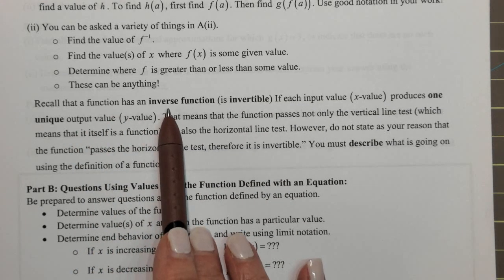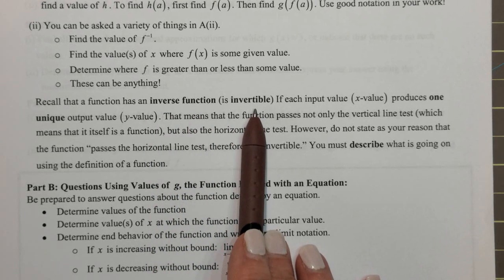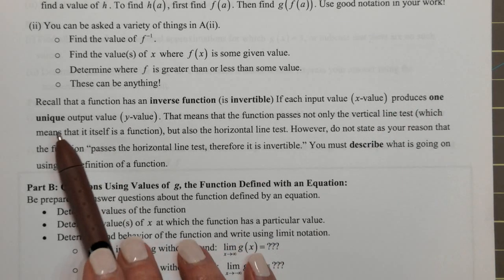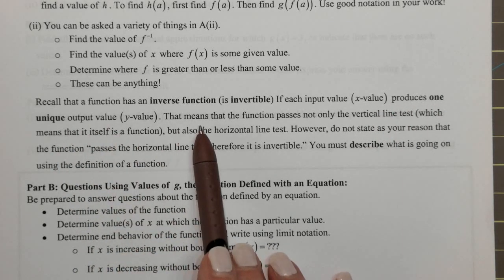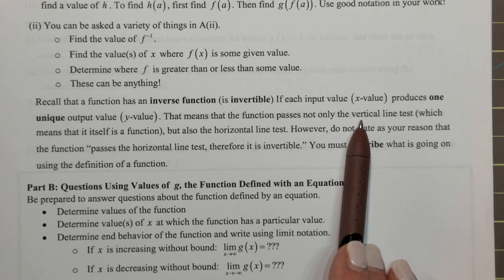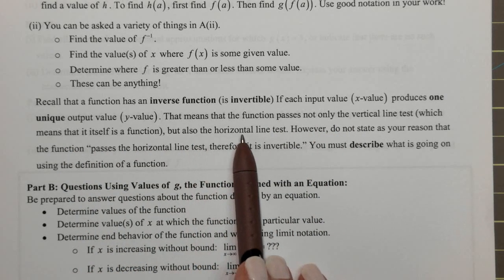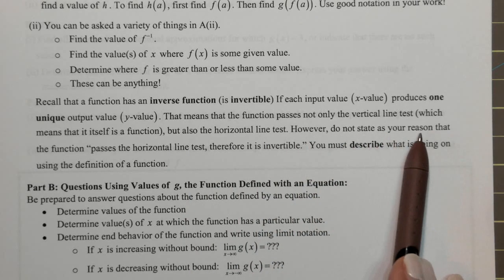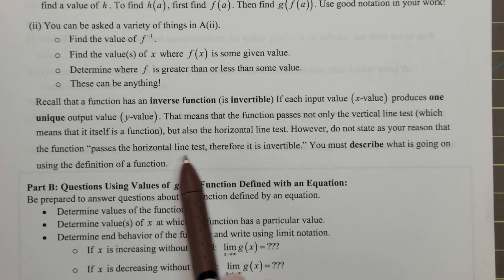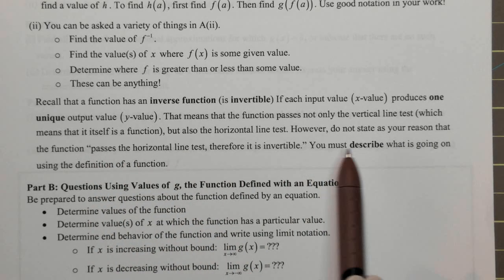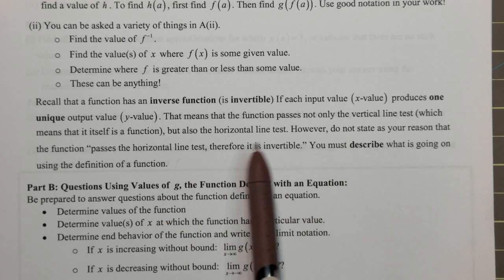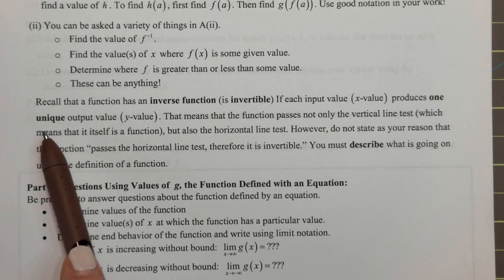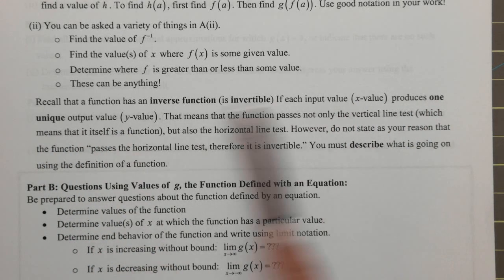Recall that a function has an inverse function, that means it's invertible, if each input value produces one unique output value. That means that the function passes not only the vertical line test, but it also passes the horizontal line test. However, do not state as a reason that the function passes the horizontal line test. You have to describe the horizontal line test. You have to say, every input value produces one unique output value. That will get you the point.